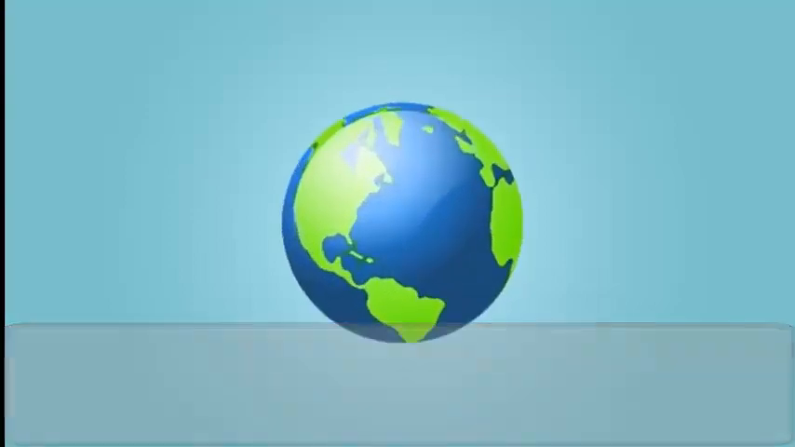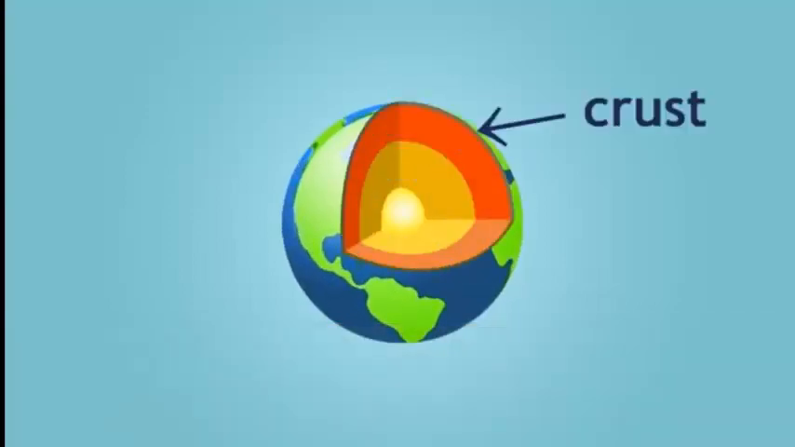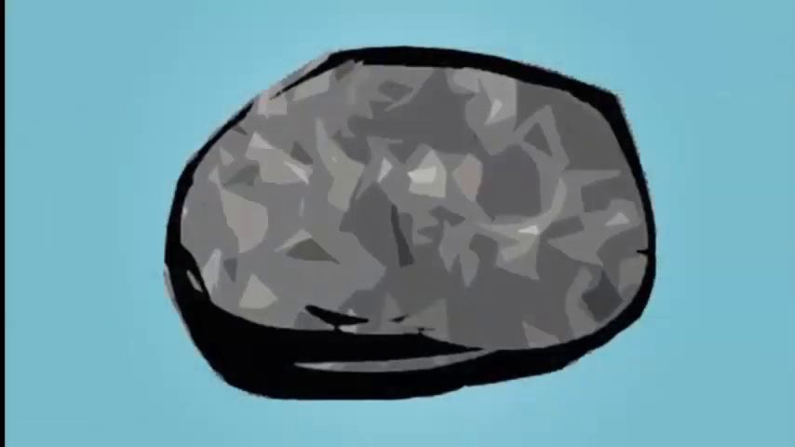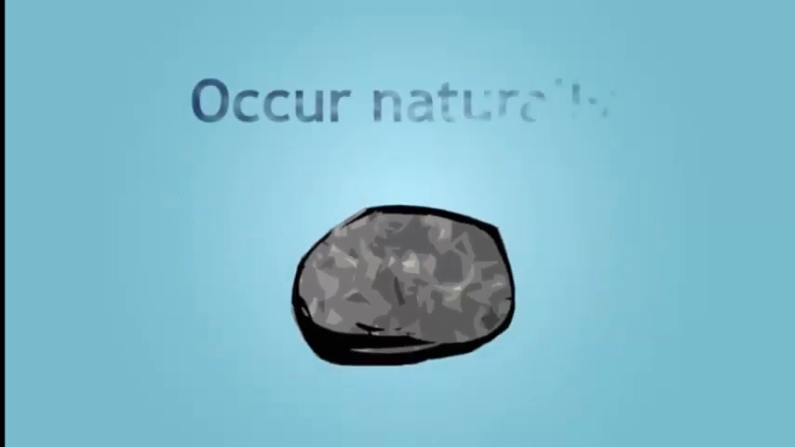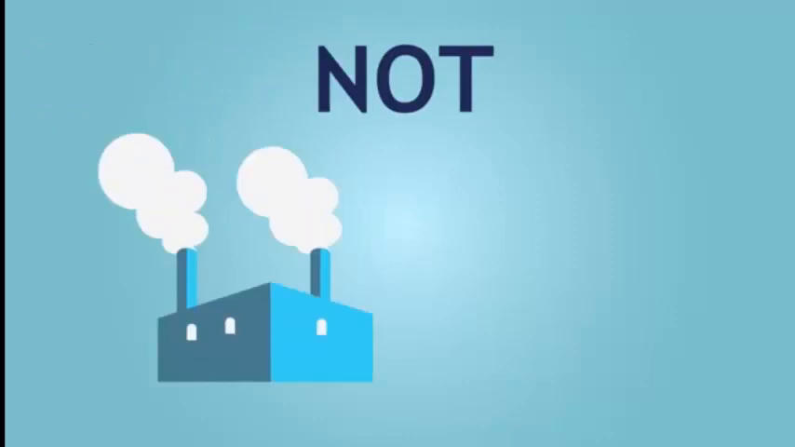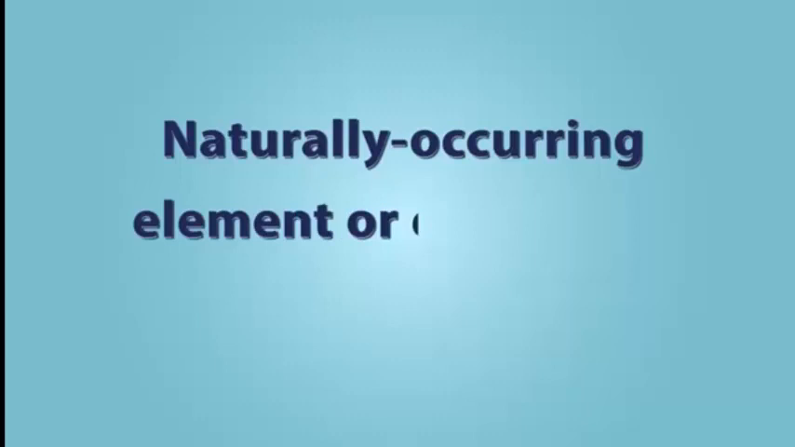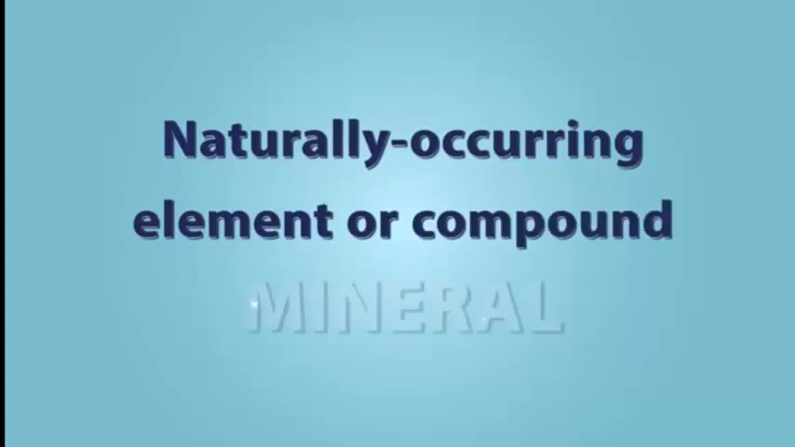As you may already know, the Earth's crust is made of rocks. If you look closely at a rock, you will see that there are many different bits. Some bits are dull, whereas other bits are rather shiny. The main idea here is that all these components occur naturally. In other words, they are not made in a factory or by a human being. A naturally occurring element or compound is known as a mineral.